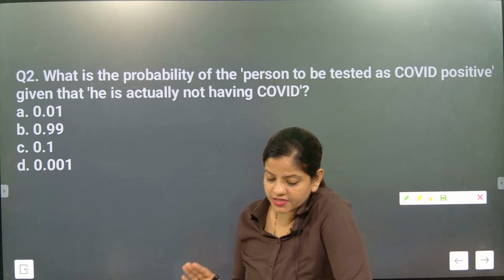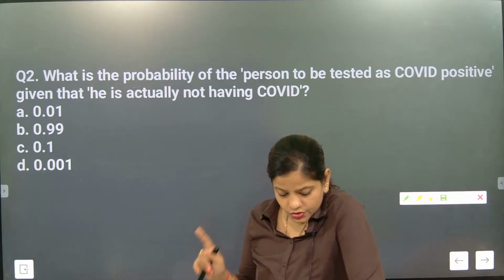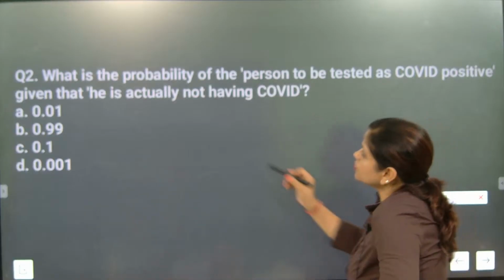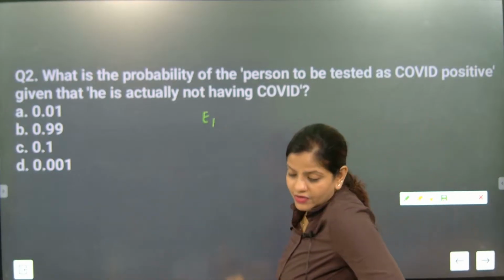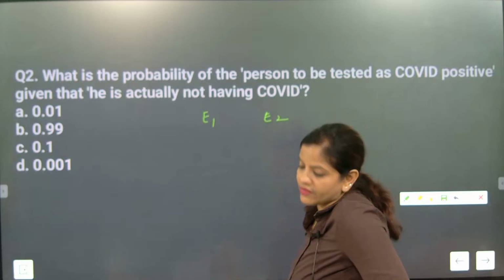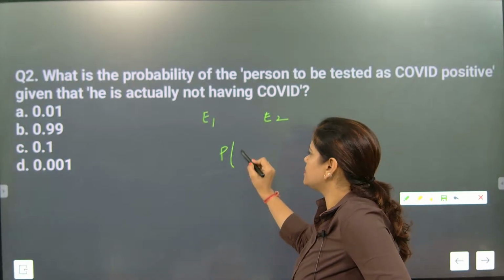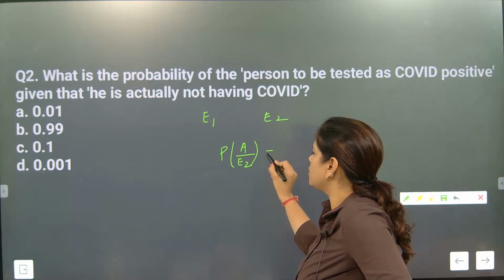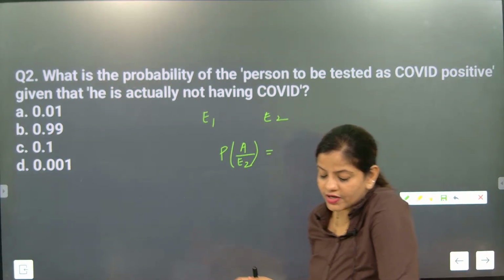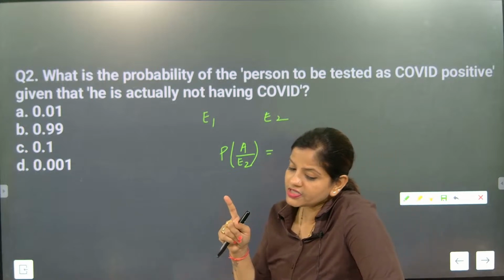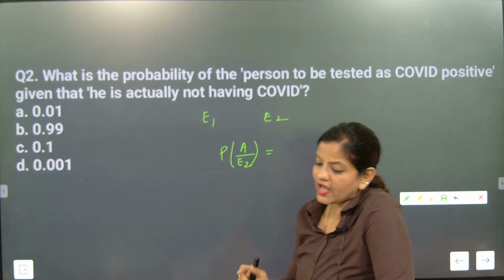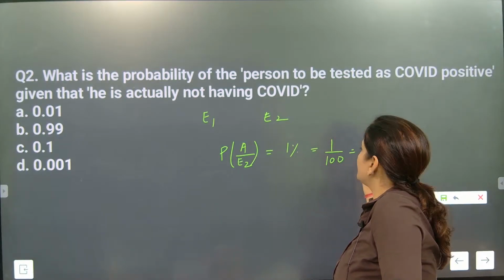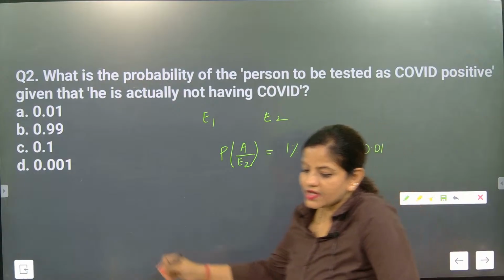So the testing part is there, not having COVID. So tested positive when he is not having COVID. We know that E1 was having COVID, E2 was not having COVID. Now tested positive, A, was about testing positive. Tested positive, not having COVID. We know that of those not having COVID, only 1% were tested positive. So it is 1%, which is 1 by 100, so it will come 0.01. So the answer will come as A.